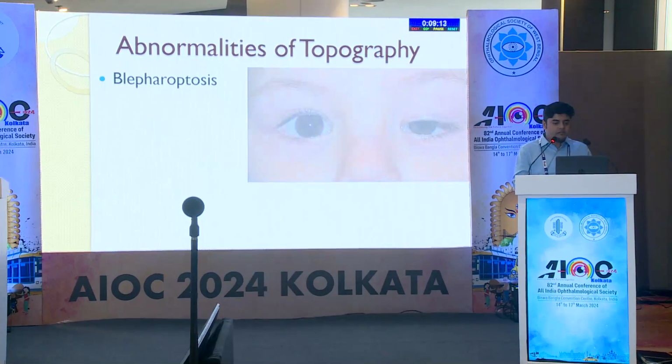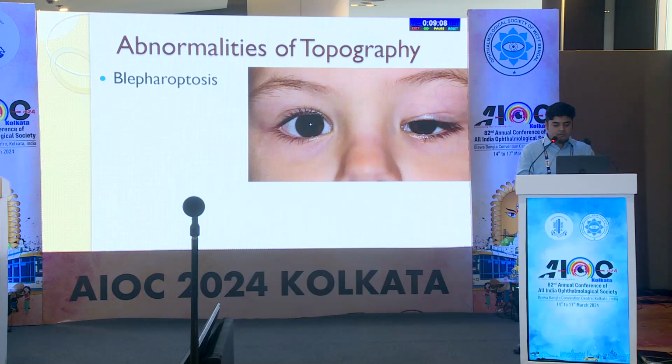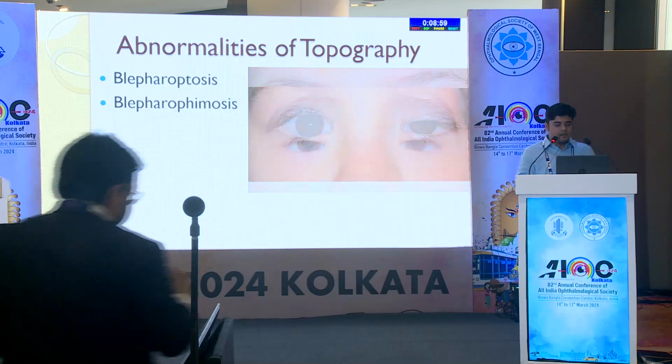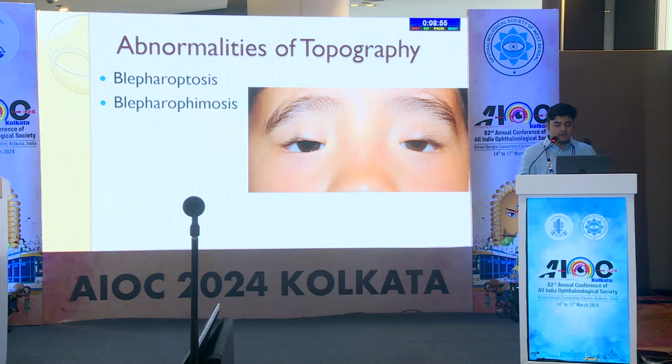Now, a few abnormalities of topography. Blepharoptosis is when the vertical lid height or the margin reflex distance is decreased, and there is drooping of the upper eyelid. Blepharophimosis is a condition where there is shortening of the horizontal palpebral fissure.